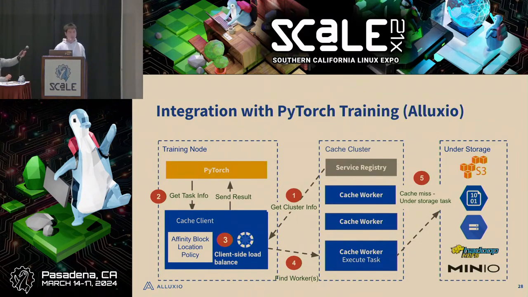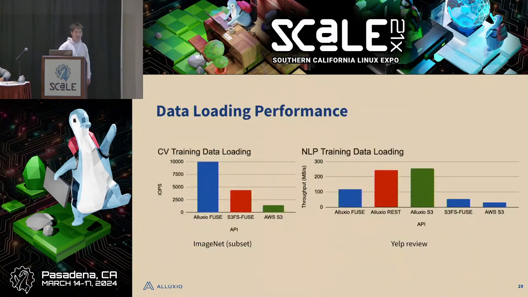Then we have a service registry in the middle of the cache cluster to serve service discovery. So the cache client can gather cluster information from there and then talk to that specific cache worker to get that data file. If that data file has been cached in the cache worker, the data file will be directly returned to the cache client and then fed to the PyTorch training node. But if it is not there, it will get the file from the underlying storage, like a different object store or different storage medium, and then return it to the cache client. So this is a general design for how to integrate Alluxio with PyTorch. We want to say that this is just an example with Alluxio, but if we use another type of cache, generally the idea would be the same.